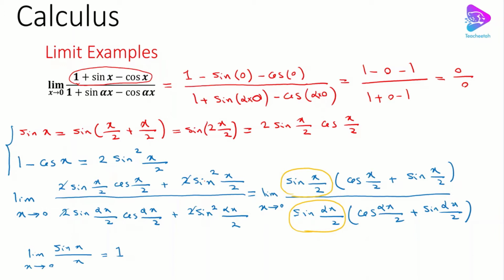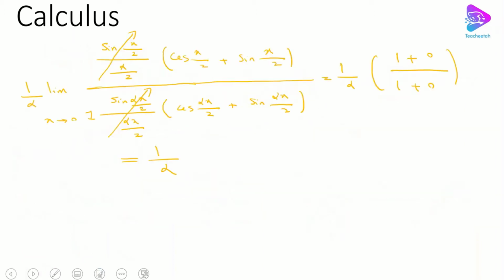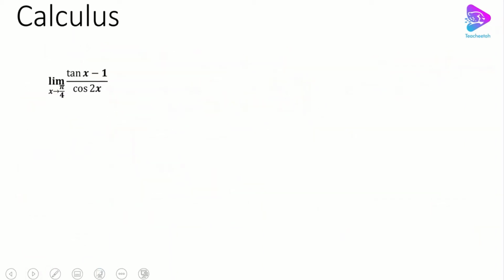Let's look at the second problem that I have for today, which is the limit of tangent of x minus 1 over cos 2x. So we have tan of x minus 1 over cos 2x, and again we have to use the properties of trigonometric functions.